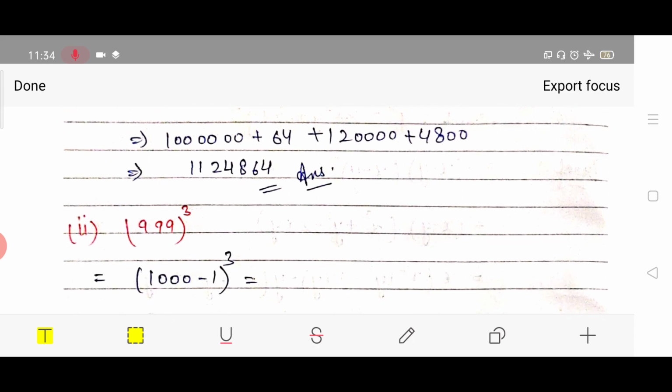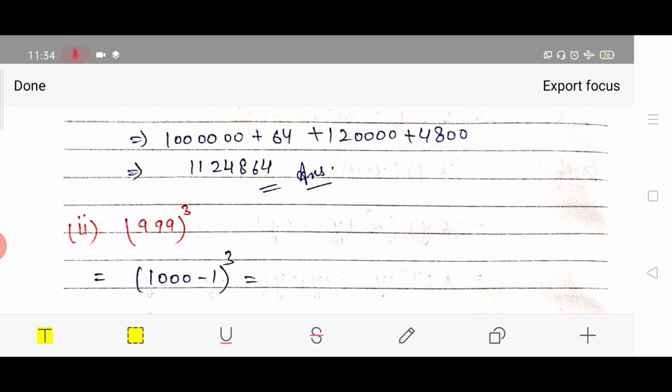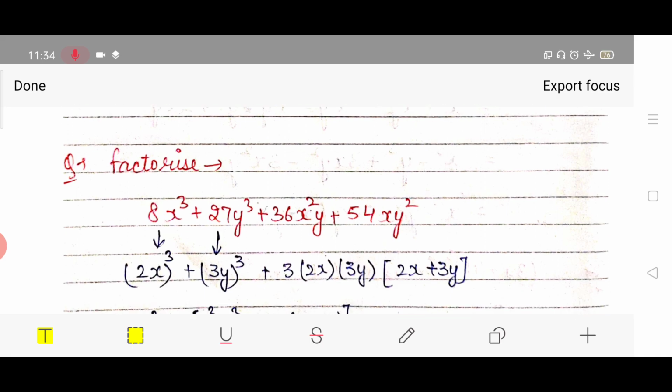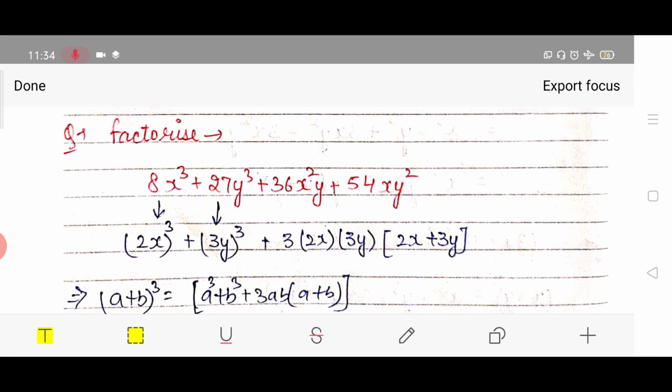Now its second part is 999 cube. You have to find the value of this without multiplication, so you have to solve it by yourself. How will you solve it? 1000 minus 1 is 999. So you have to apply the identity of (a minus b) whole cube and solve by yourself. Now this is the last question, that is you have to factorize it.